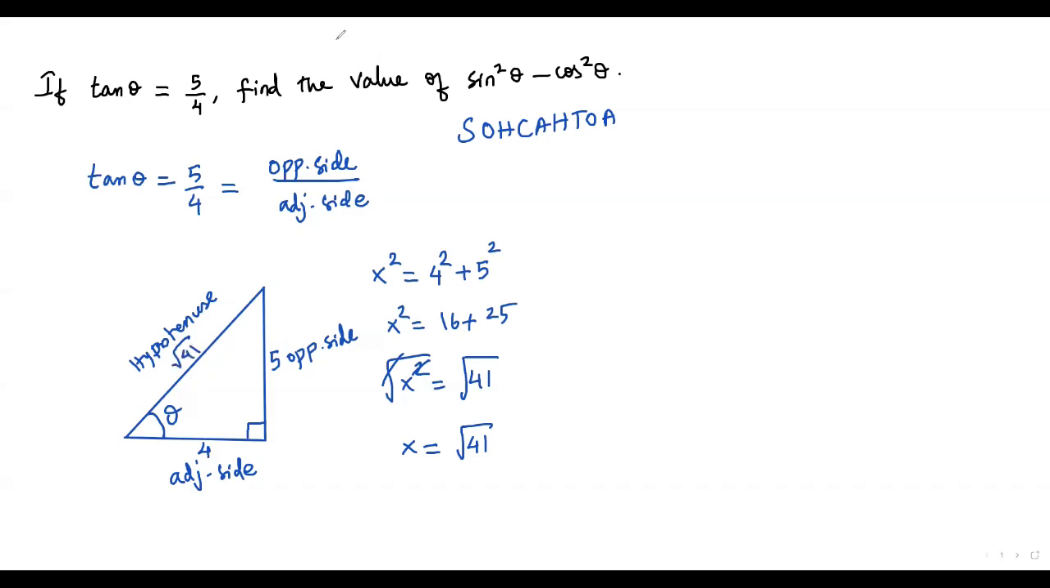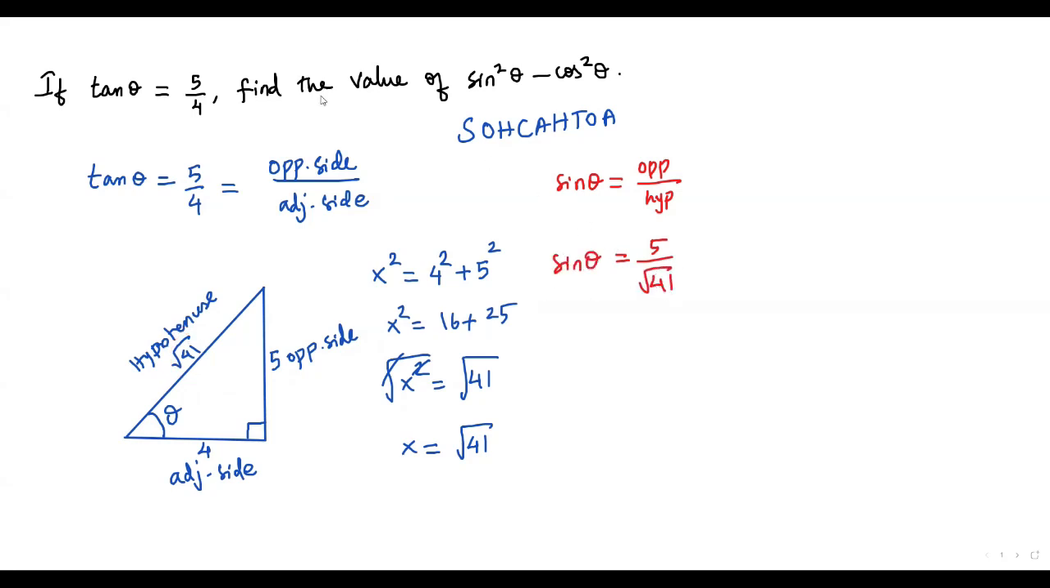Okay, now let's find the value of sine theta and cosine theta. Once I get the value of sine theta and cosine theta, I can get the value of this expression, sine square theta minus cosine square theta. According to SOH CAH TOA, sine theta is equal to opposite side over hypotenuse. What is the length of the opposite side over here? The side which is opposite to theta is called the opposite side. Already I have named it, so it's 5, and the hypotenuse, just now we got, is square root of 41. So I got the value of sine theta.